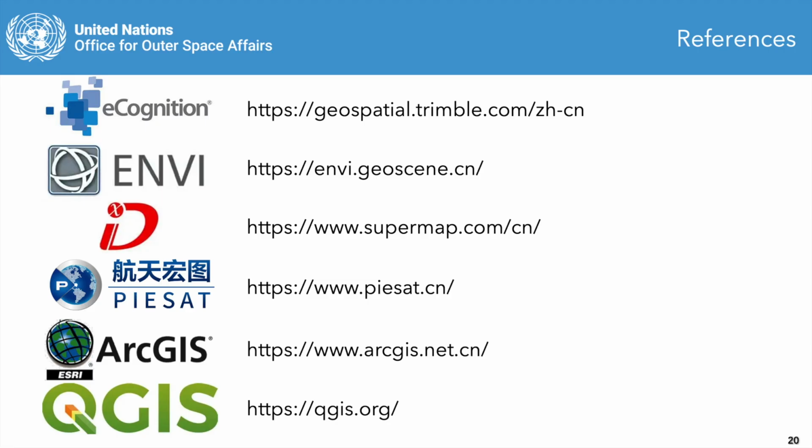These tools represent different types of geospatial software, including commercial GIS, open source GIS, professional remote sensing platforms, and object-based image analysis systems. In practical applications, we should select suitable tools according to the research question, data type, available resources, and technical requirements. This concludes today's session on information extraction with high-resolution optical satellite imagery.